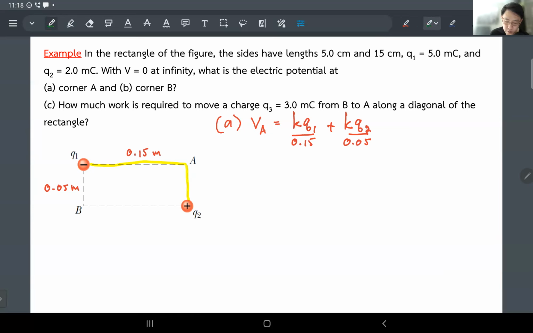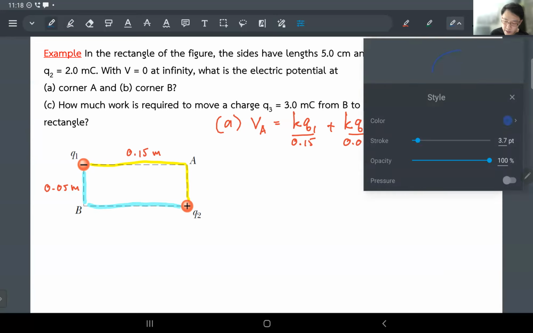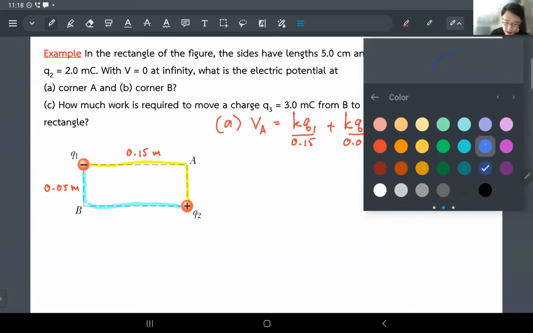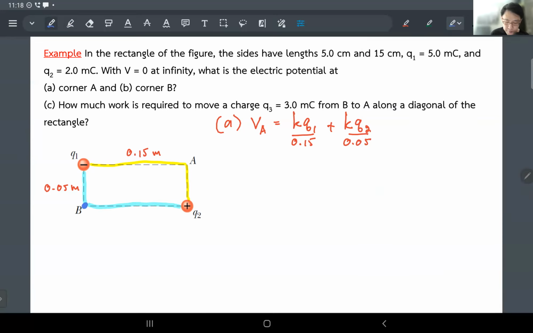Now let's move on to B. So you also have a contribution from only two charges here. There you go. At B, that's not going to be a big deal. So V at B is going to be k Q1, and now the distance over here is 0.05. And keep going, Q2, the distance over there is 0.15.